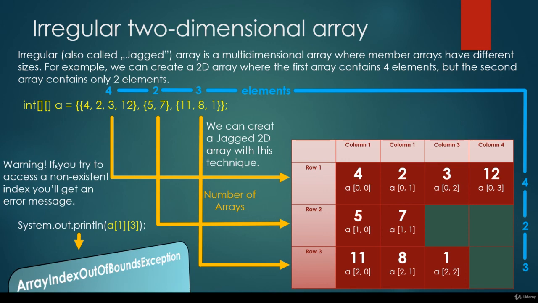What's crucial is that if you try to access a non-existing index, you will get an error message. So if we want to access index 1 as far as rows are concerned and index 3 as far as columns are concerned, as you can see, this is the item we would like to access, but it is an empty slot, so this is why we will get an array index out of bounds exception. So we have to make sure that we are accessing valid items as far as irregular 2-dimensional arrays are concerned.